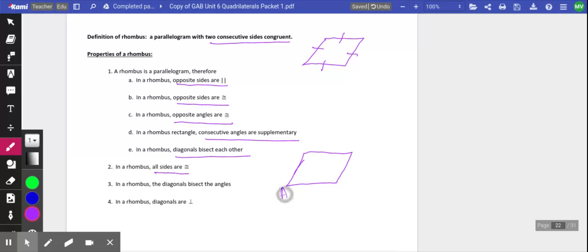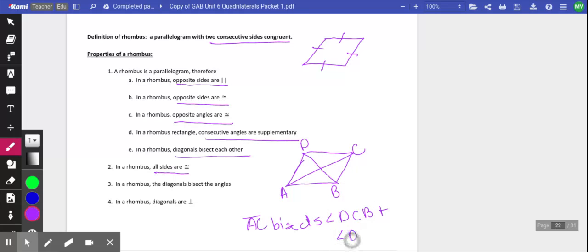So what does that mean? So if I have rhombus ABCD, I draw my diagonals AC and DB. That means that AC bisects angle DCB and it bisects angle DAB.